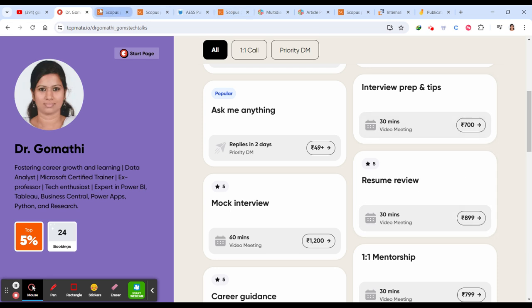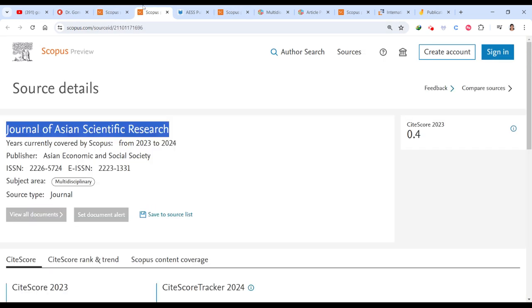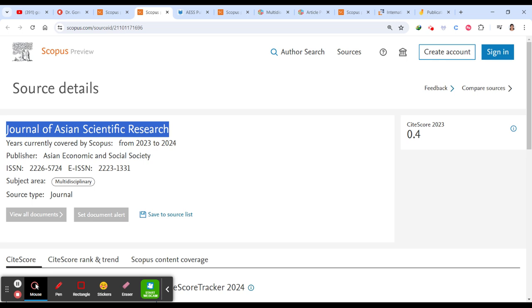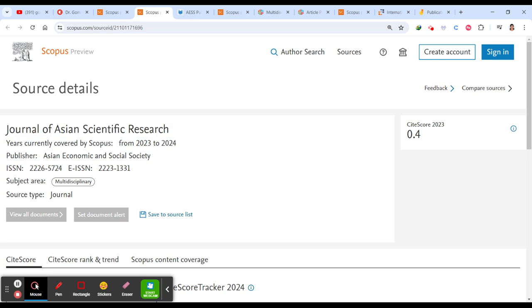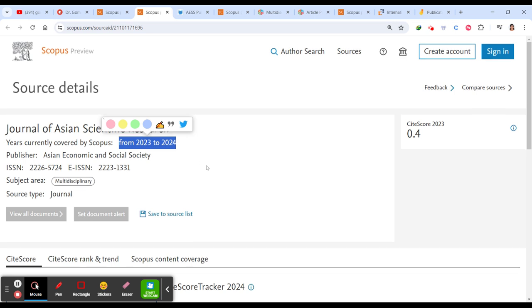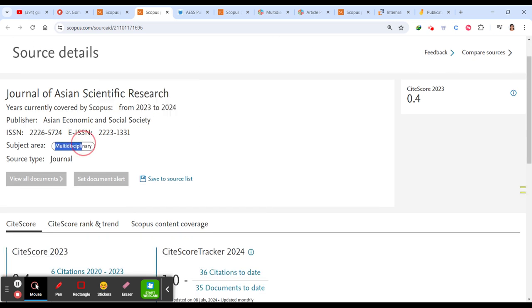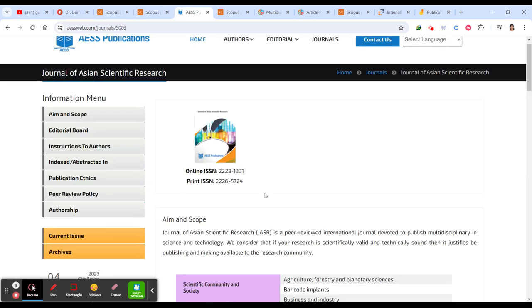Okay, so let's go to the very first journal of Scopus. This is the Journal of Asian Scientific Research. You can see it is from 2023 to 2024, and it's still there. It's a multidisciplinary journal. Let's check what subjects they are focusing on.